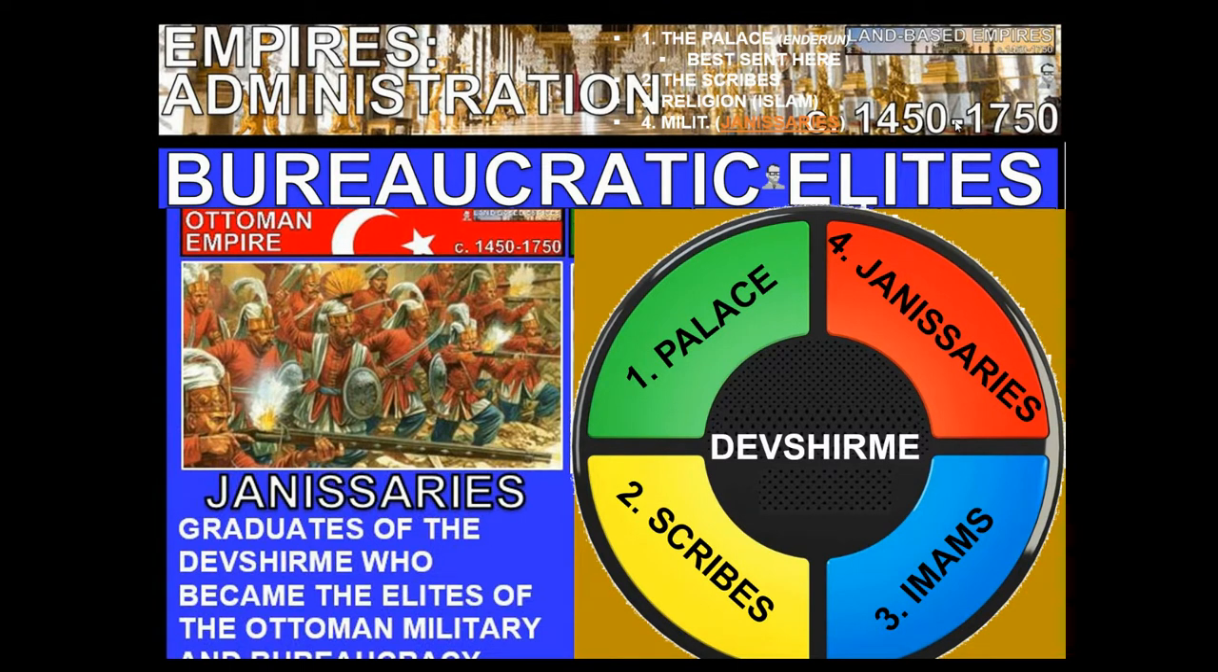These positions were initially not hereditary, so you couldn't be born to them. So the empire did not develop another power base to actually rival the sultan like you would have in Europe with the nobles. However, a problem arose when the janissaries were allowed to pass their position to their children or to even have children by the late 1600s. That's what's going to happen with the Ottomans.